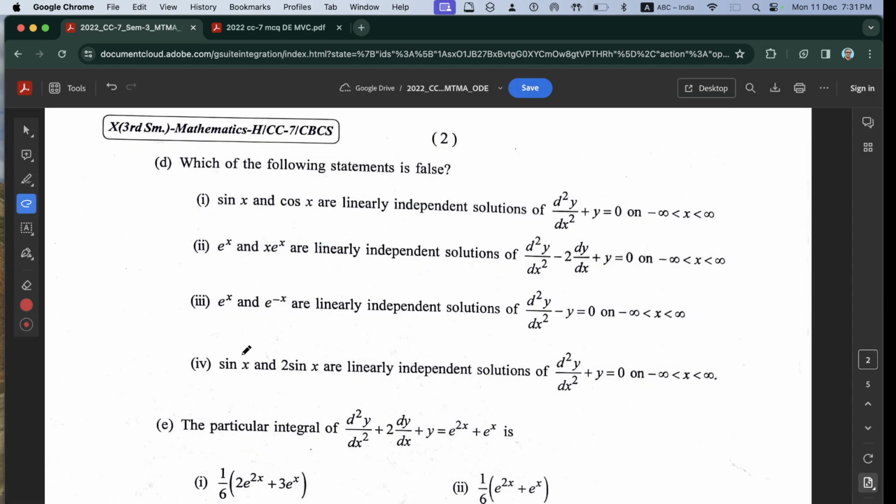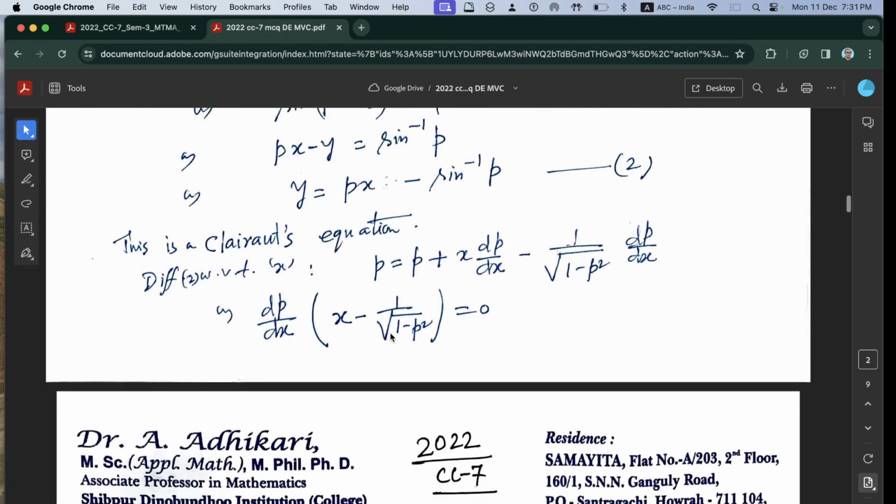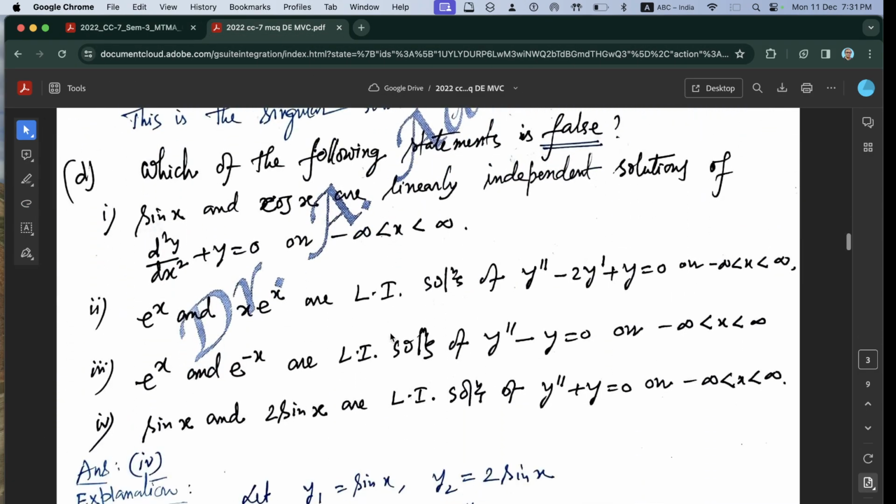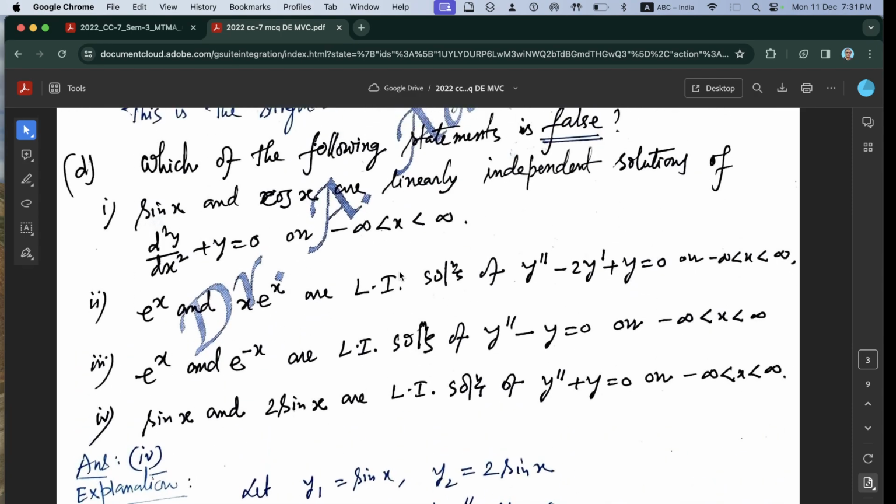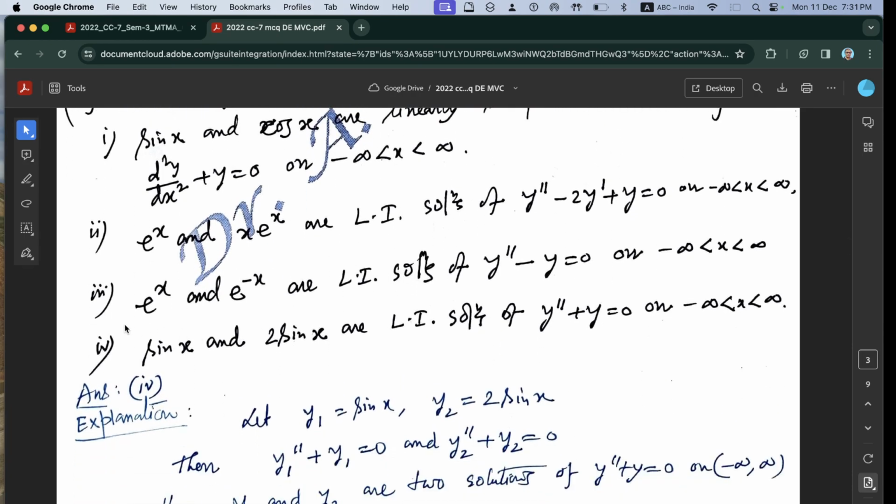Sin x and 2 sin x are linearly independent solutions of d2y/dx² + y = 0 on minus infinity to plus infinity. Here, this is option 4, sin x and 2 sin x.